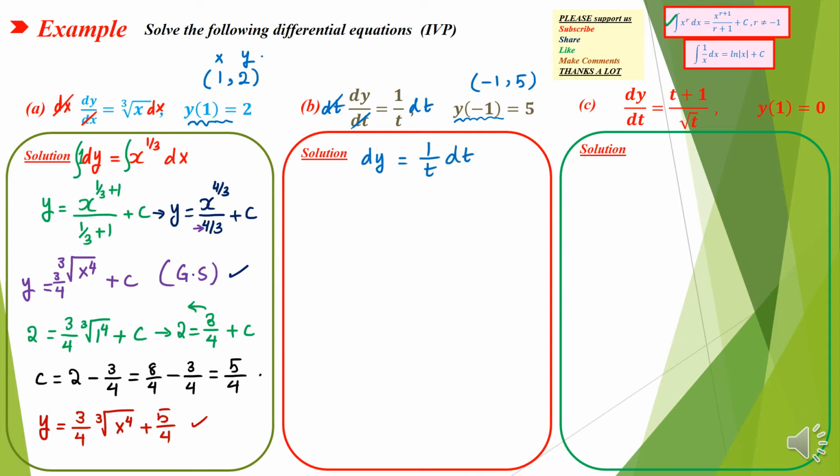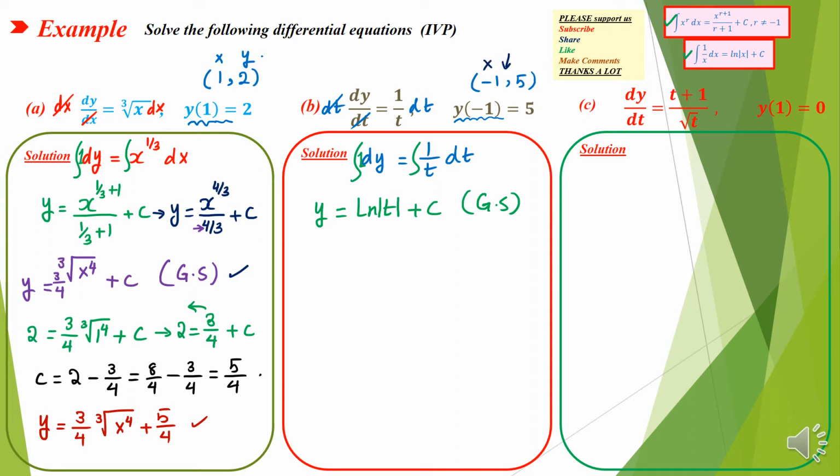To solve this equation you have to integrate both sides, and the integration of dy, it means integration of 1 dy, which is y equals the integration of 1/t, and the integration of 1/x is ln absolute value of x. So here we have ln of t plus c. Now this is the general solution for the given differential equation, and to find the particular solution you have to plug in the point here.